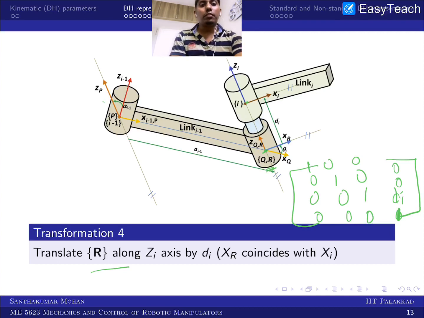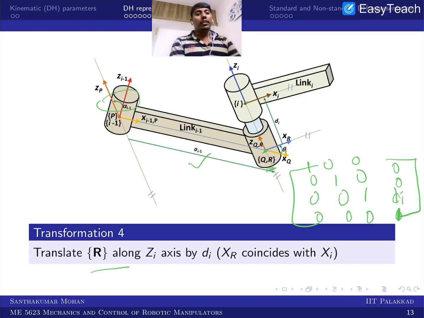The first transformation is about x_{i-1}: we have rotated about x_{i-1} to make z_{i-1} parallel to z_i. That angle is called alpha. Then you can see that the new frame P has come. The P and I frames are some distance apart along the x-axis, so I translated along the x-axis. That translation distance is a_{i-1}.